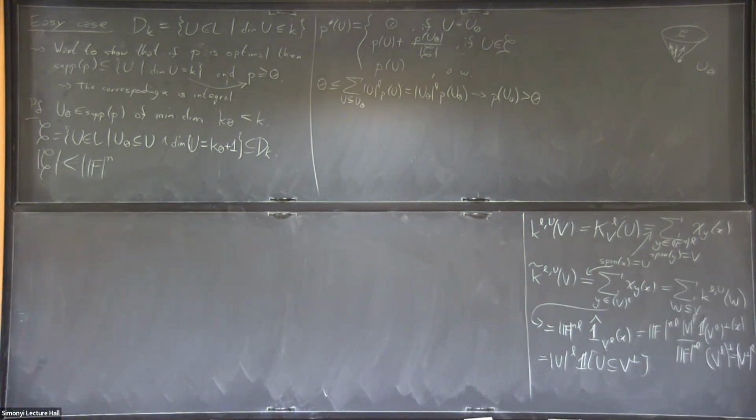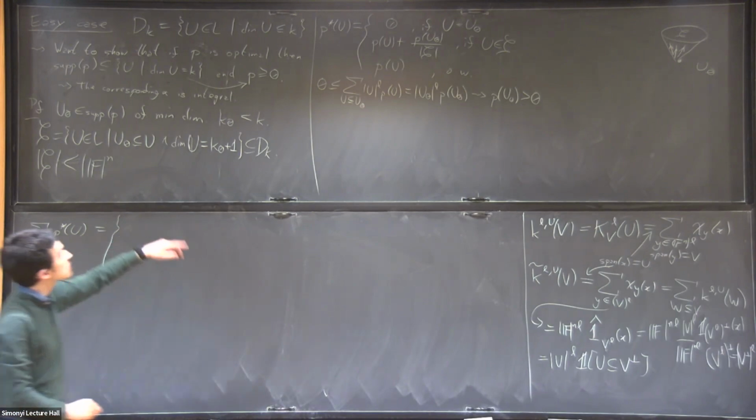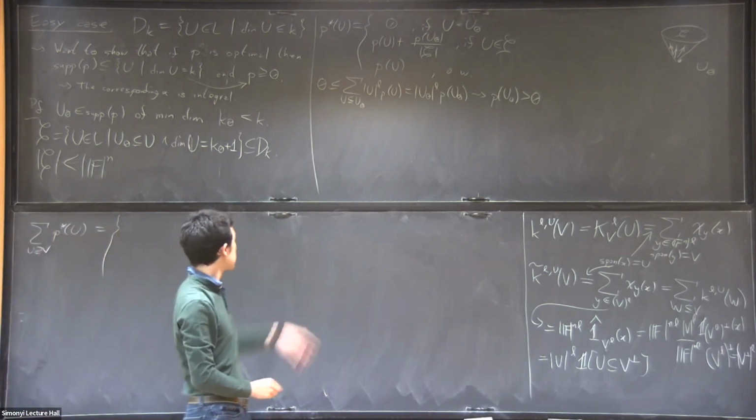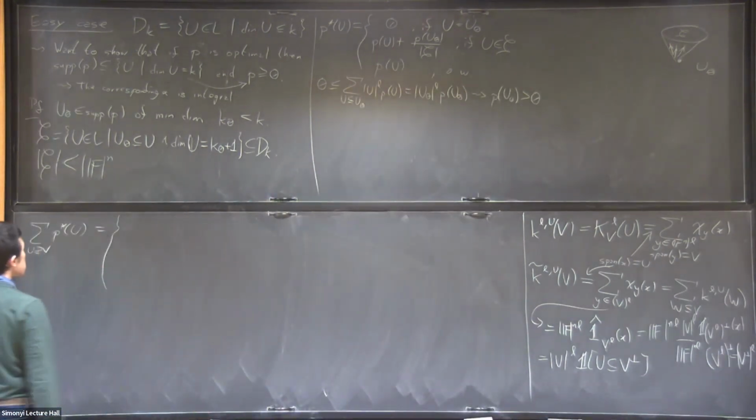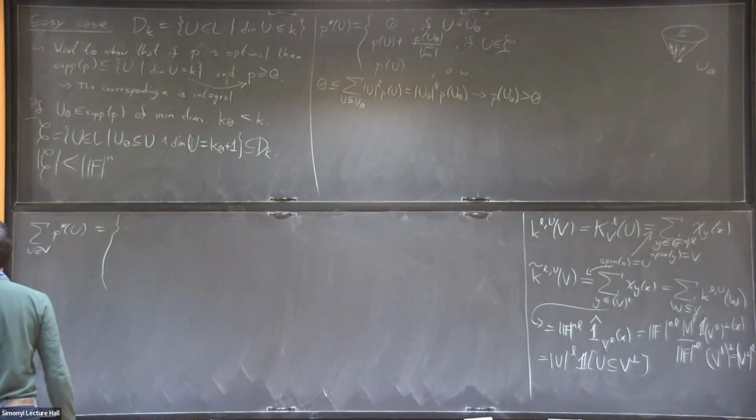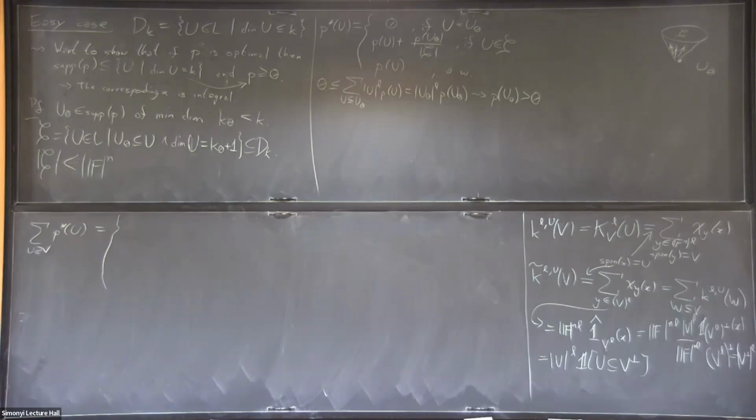Let's look at these three on the bottom first. So what is the sum of P star U, for U containing V, where P star is this new solution? Yes, we need to see how much it changes. So let's see. The case that I want to split in.